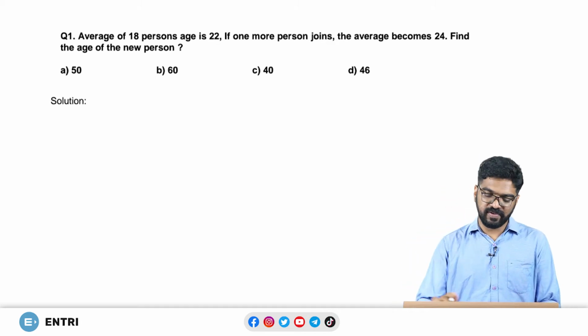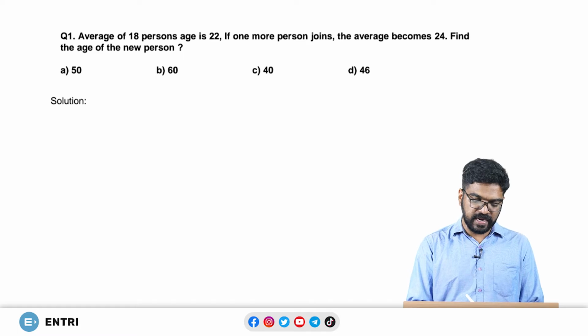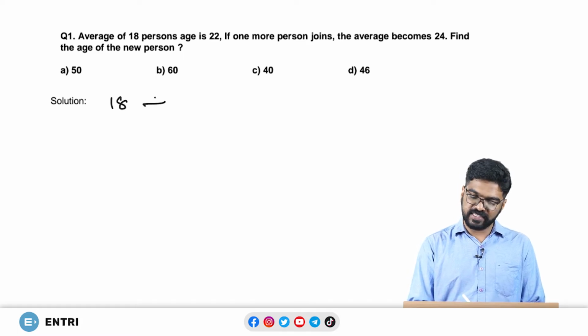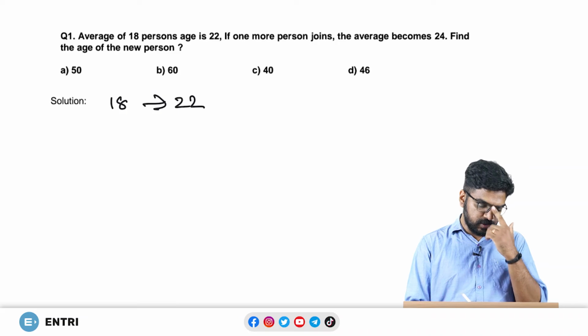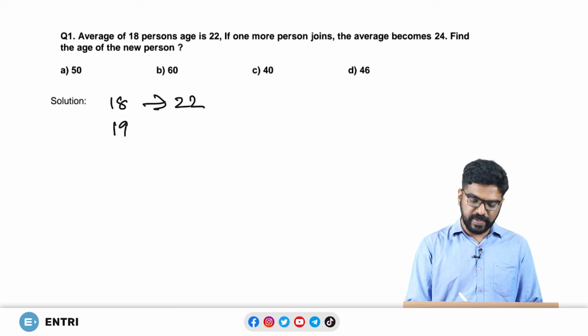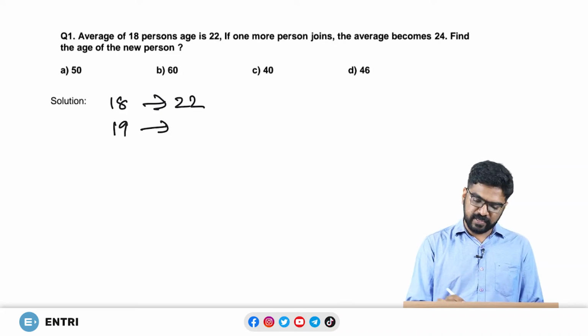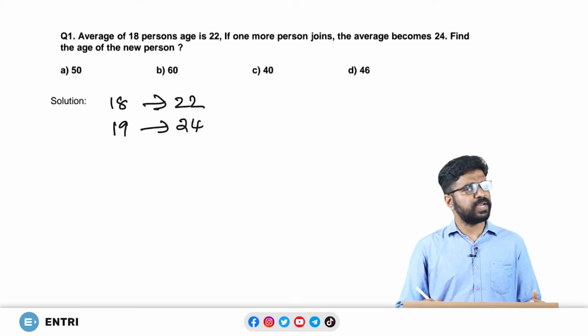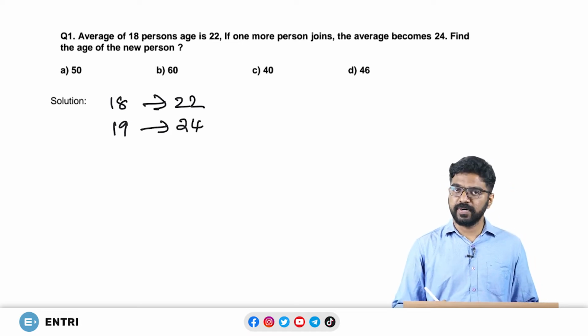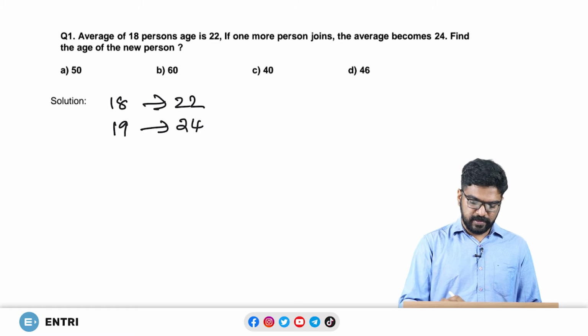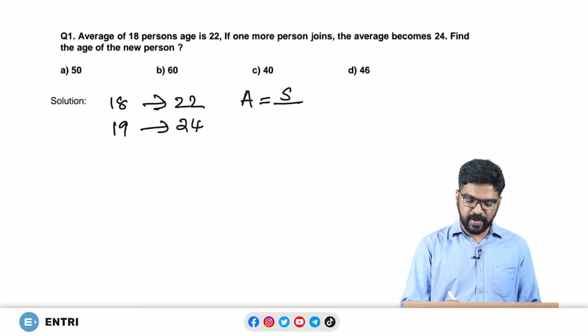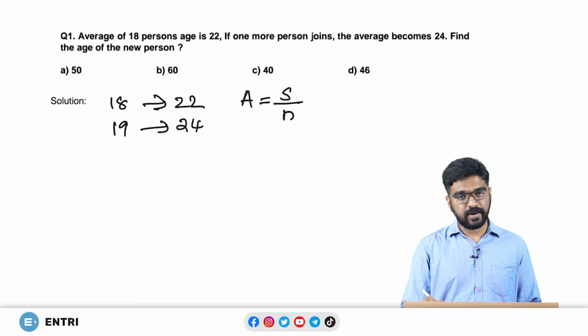So what we do here, we'll just write down the value. See, there are 18 people initially. Their average age was 22. Then what happened? One more person joined. So the number of persons will be 19. Now, because this particular person joined, their average became 24. So I need to find the age of the new person. How will you do that? So as we know, average is equal to sum divided by the number of terms, right?